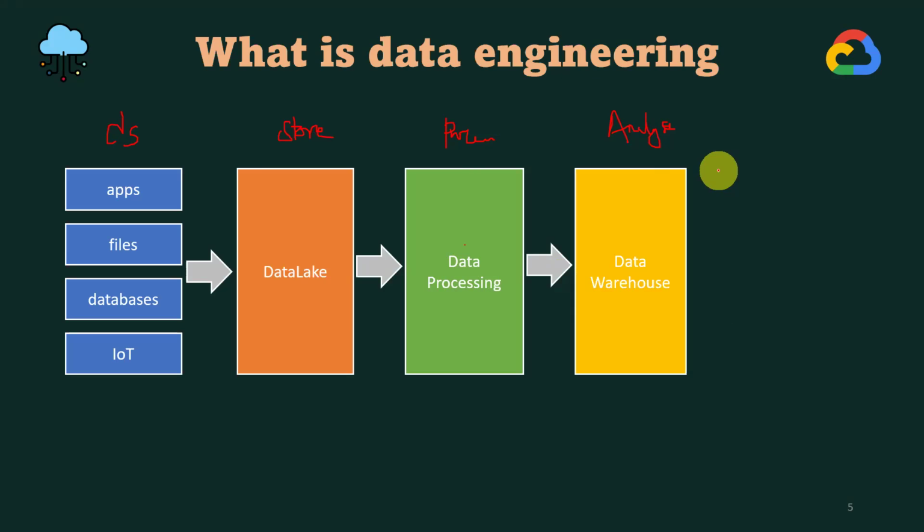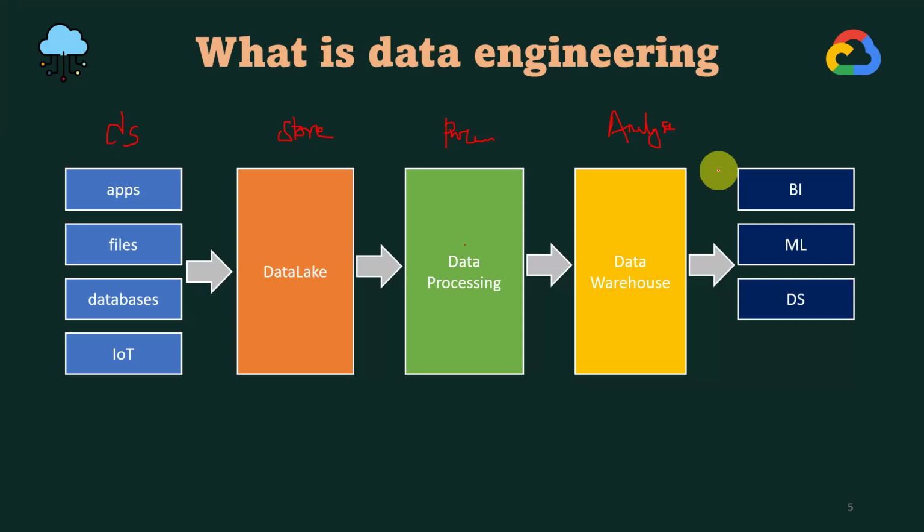Once we do the analysis, we send this data downstream, such as BI for creating dashboards or reports, and ML for creating ML models. There can be a data scientist who is utilizing this data for finding future trends. There can be business groups who take this data directly and use it for business decision making. So this is your downstream.